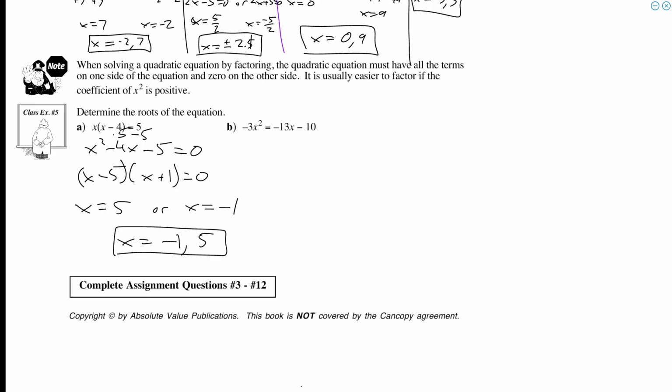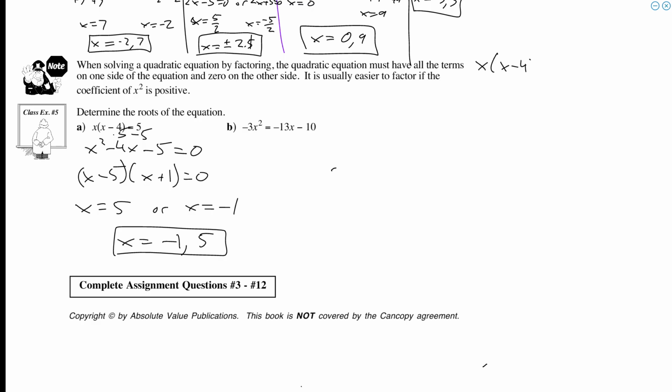I kind of just want to check something. Just curious, this is an investigation I'm wondering about. What if I see x times (x minus 4) equals 5, and instead of moving this over, I just asked, okay, what makes x equal 5 or x minus 4 equal 5? So let's just go over here where I have lots of space.